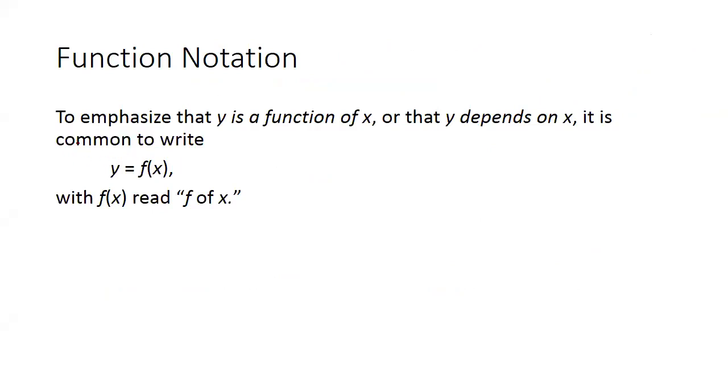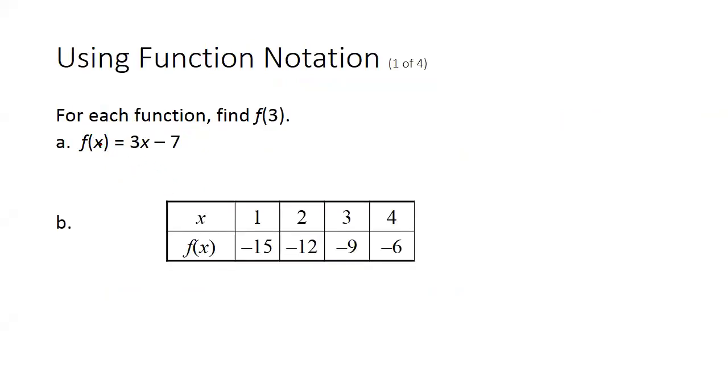So the function notation will look like that. y is equal to f of x. That will be read as f of x. We have a function f in terms of x. So in this example, if I have f of x equal to 3x minus 7, it means whatever number I assign to x, like 1, I triple that and subtract 7 from that, and that would be my y or f of x.